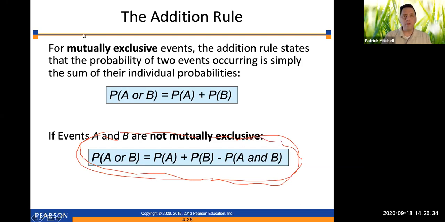Because if the two events do happen to be mutually exclusive, then the probability of A and B will be 0, and it'll do the same thing that this formula does, okay? All right, so we know this formula will always work, and it says the probability of A or B equals the probability of A plus the probability of B minus the probability of A intersect B.